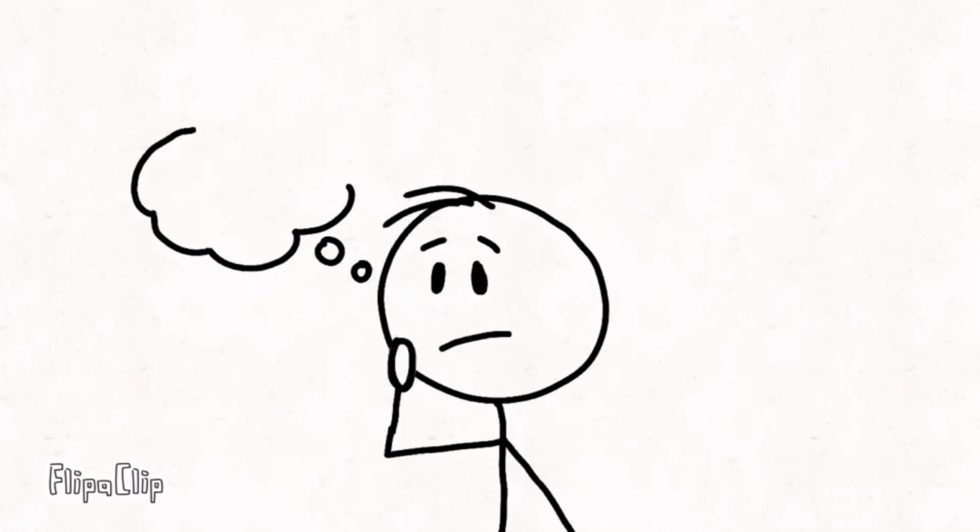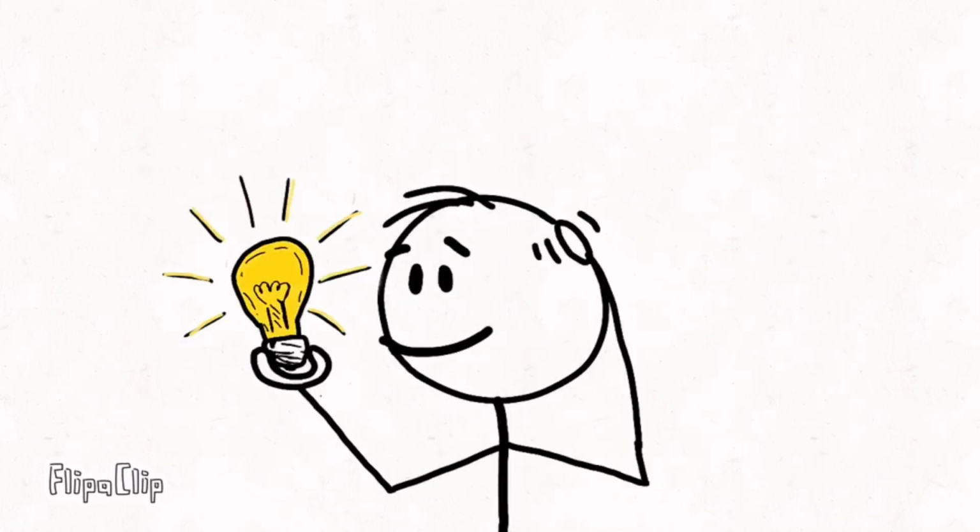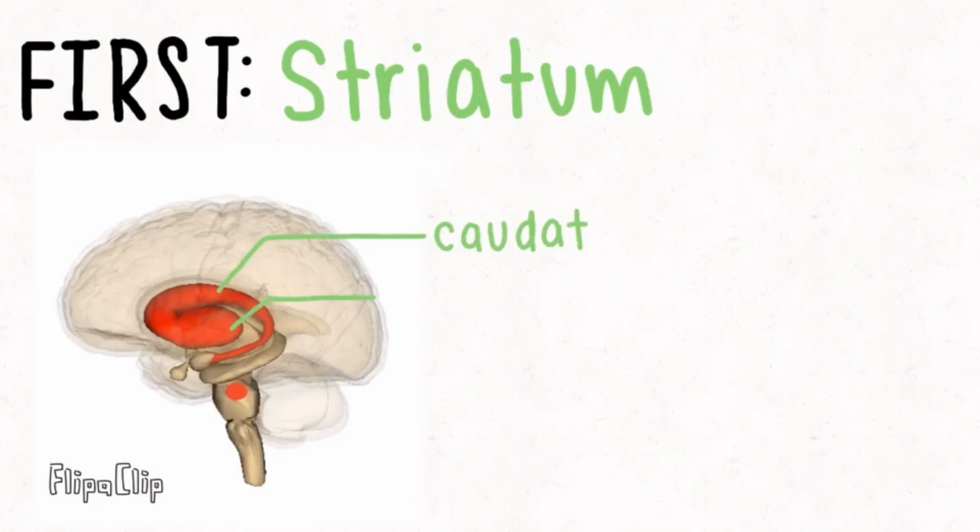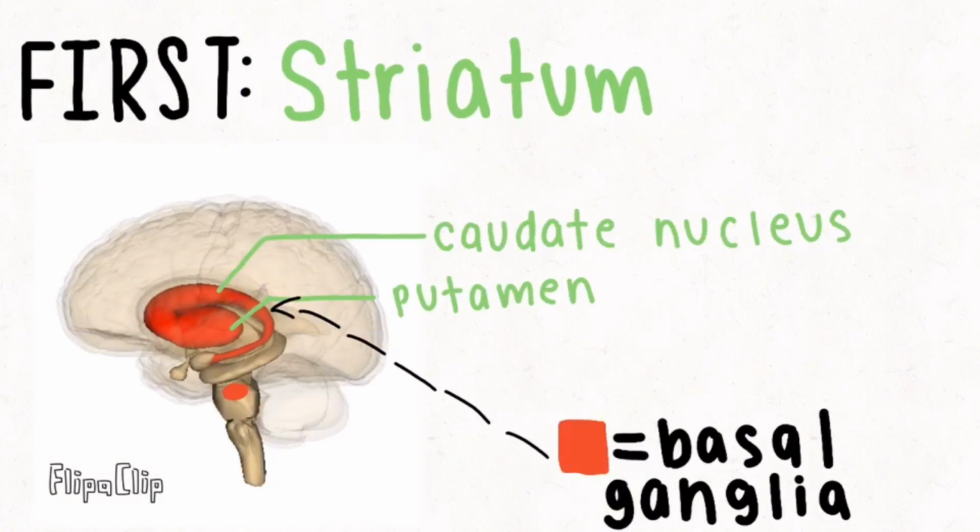Parts of the brain we will need to know about in order to understand how Parkinson's disease happens. The first main part is called the striatum, a nucleus that consists of the caudate nucleus and putamen in the basal ganglia. This is where the substantia nigra is part of.